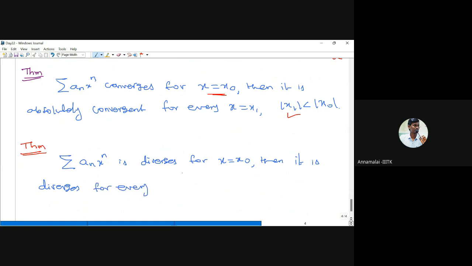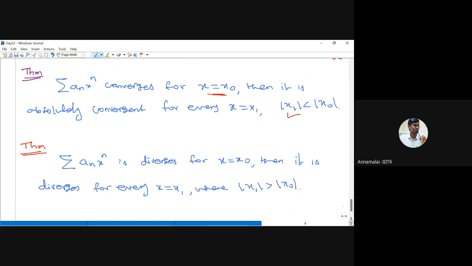This is like the comparison test. In the comparison test, we know that if an is less than or equal to bn for all n, if the bigger series converges, then the smaller series converges, and if the smaller series diverges, then the bigger one diverges. Same thing here. If the series converges at one point, then it is absolutely convergent for all points less than that point. If it diverges, then it diverges at any point bigger than that. So it diverges for every x equal to x1, where modulus of x1 is bigger than modulus of x0. This is a very important thing.